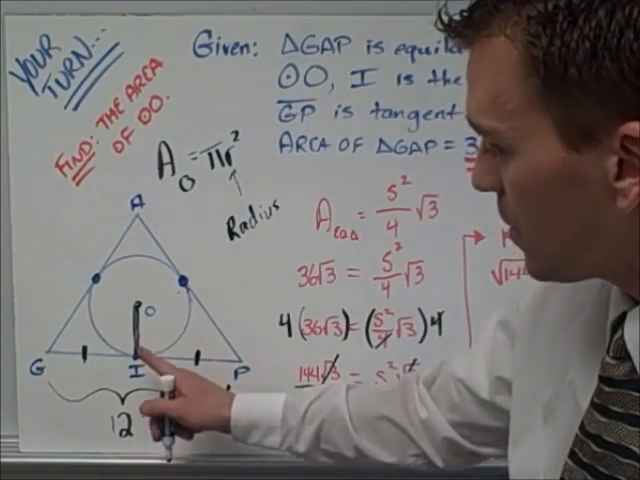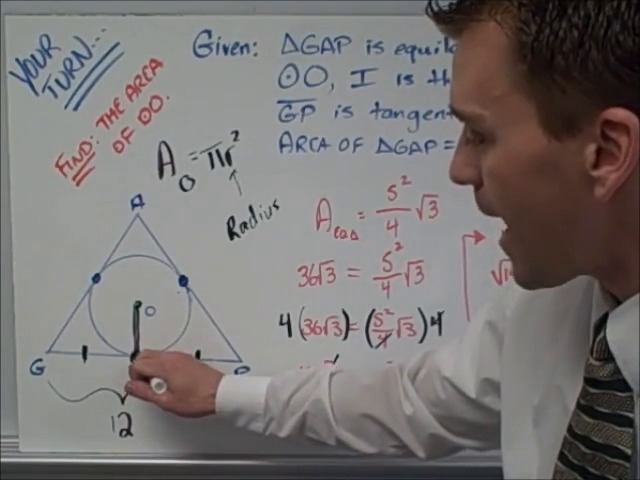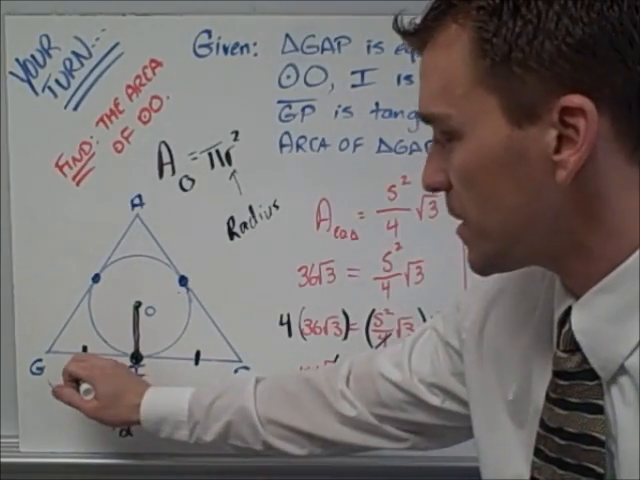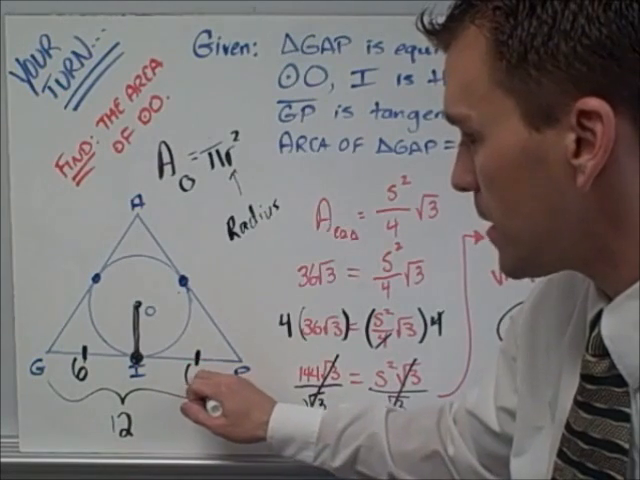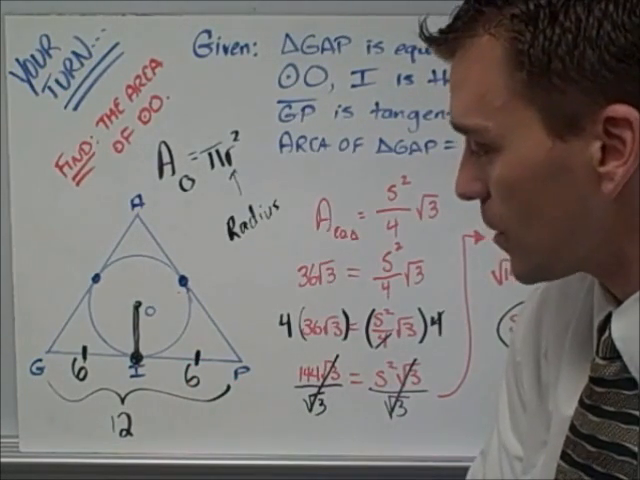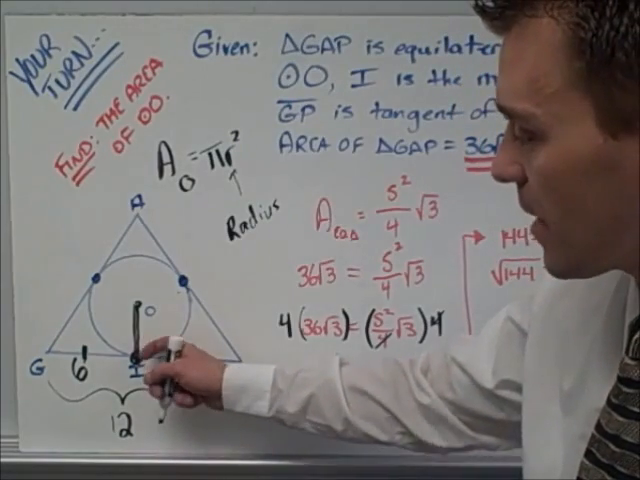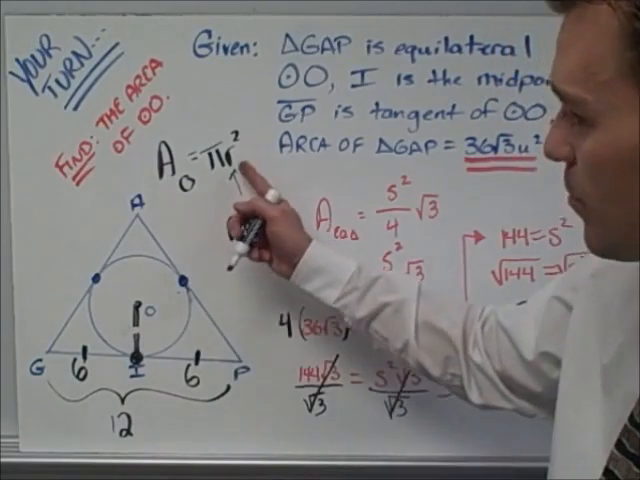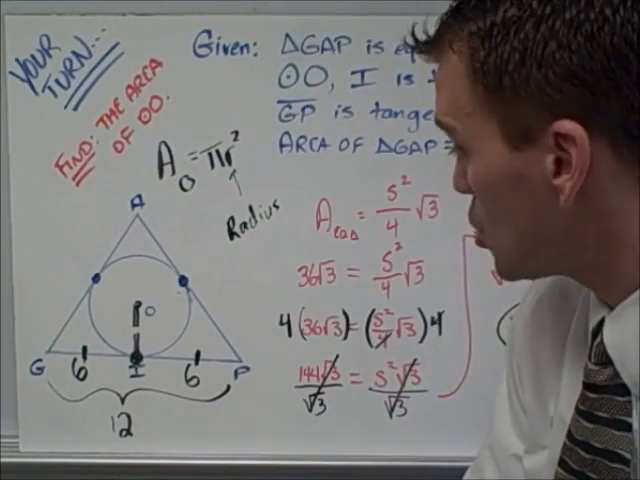Now hold on a second. What we remember about point I is that it is the midpoint of the segment. So that means this piece here from G to I and I to P has to be 6. Now we're getting somewhere. Remember, my goal still is to find this length right here, the length of that radius. That is the goal, because when I plug that in there, I'll be able to find my answer.